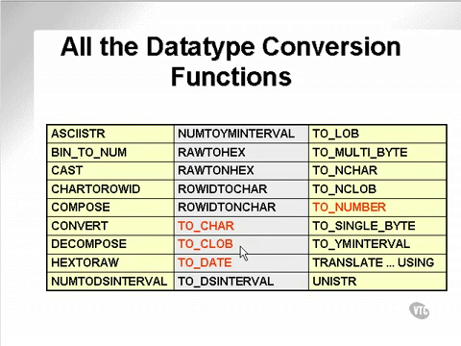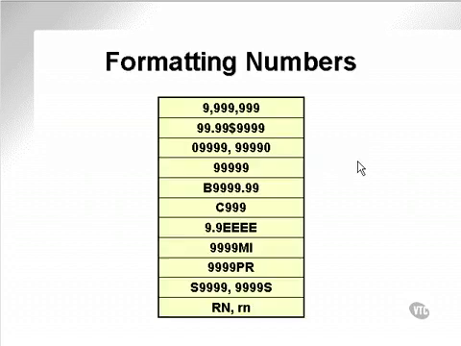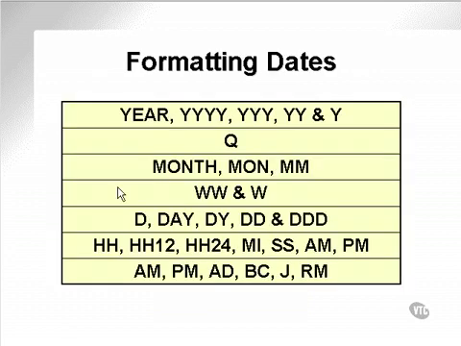Before I go into some examples, let's just go through all the data type conversion functions we want to deal with, the red ones. toChar converts an expression, applies a format, and returns a string. Here are some of the number formatting specifications that can be used. Comma delimited, dollars, decimal points, zeros in front, straight numbers, etc. Here are some of the date formatting specifiers.